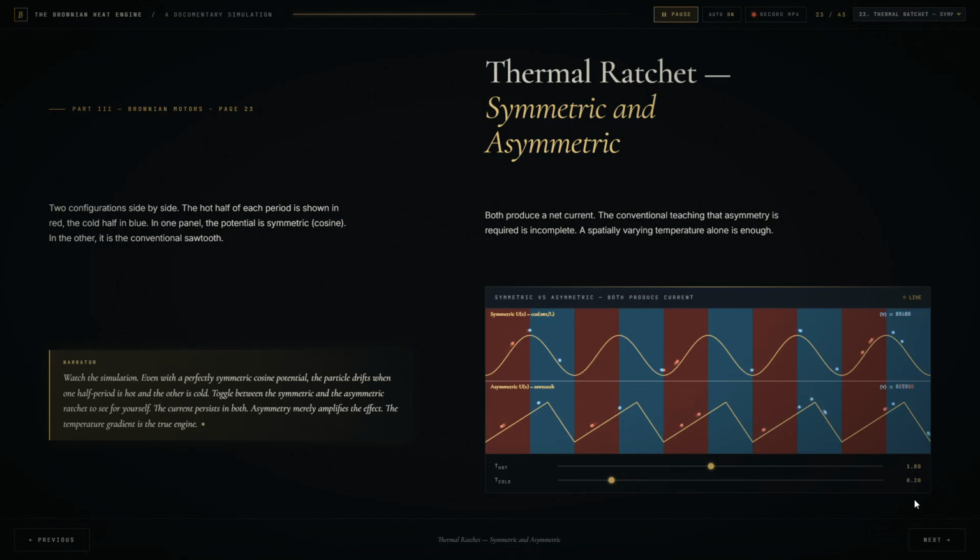Watch the simulation. Even with a perfectly symmetric cosine potential, the particle drifts when one half period is hot and the other is cold. Toggle between the symmetric and the asymmetric ratchet to see for yourself. The current persists in both. Asymmetry merely amplifies the effect. The temperature gradient is the true engine.